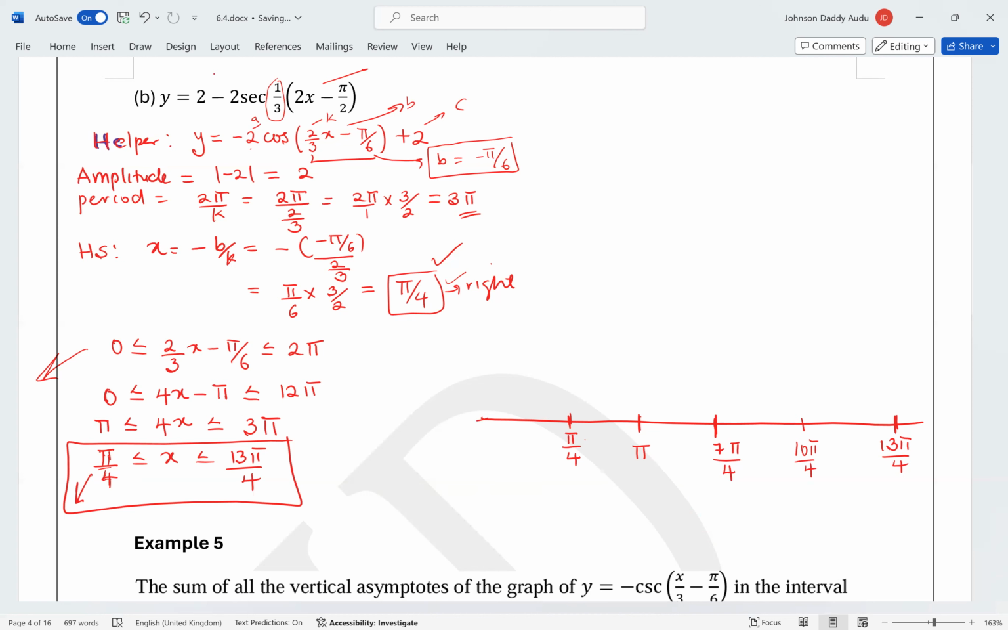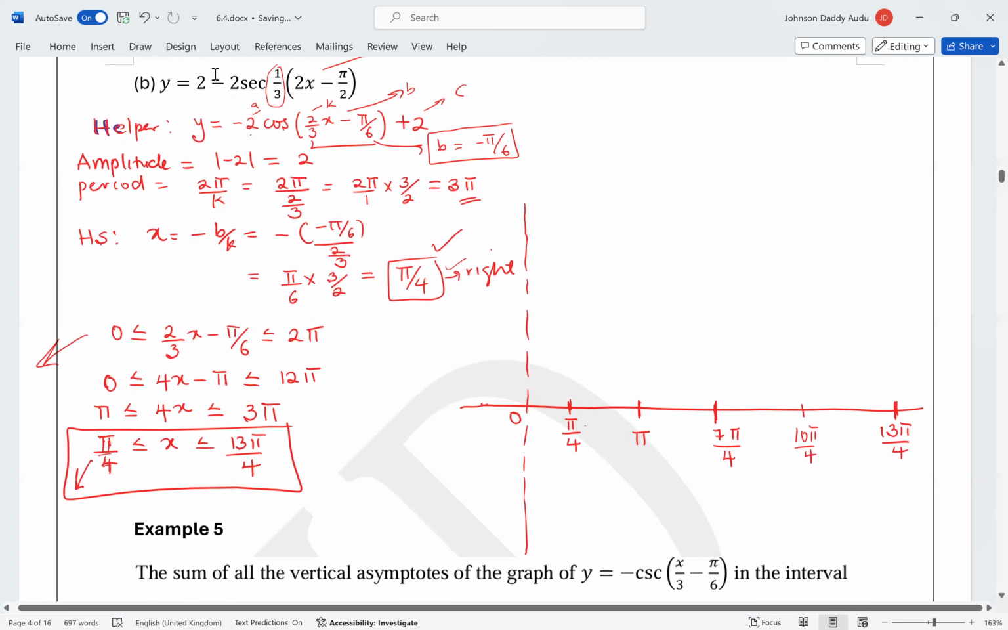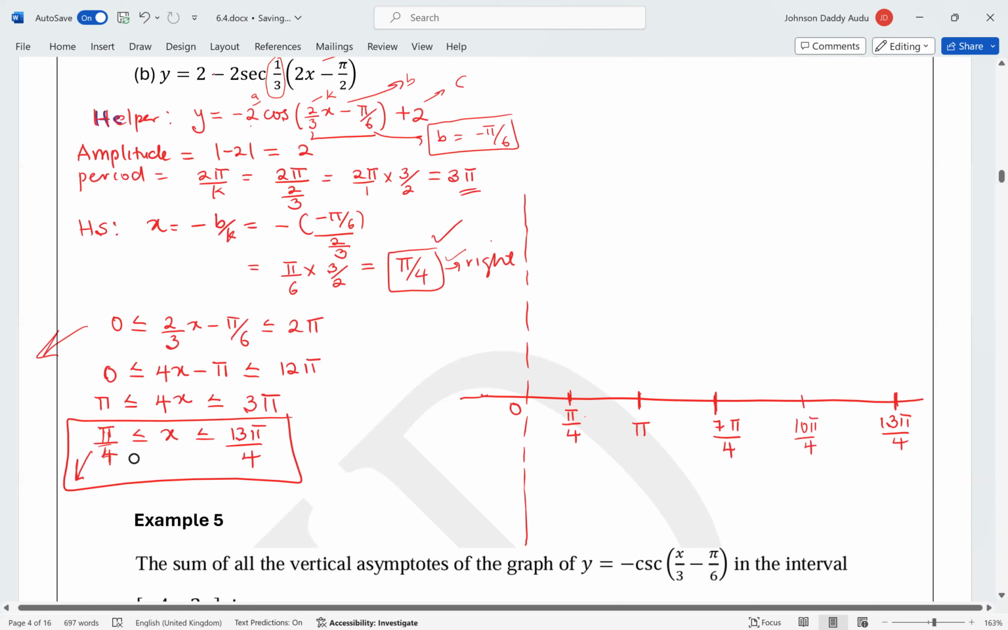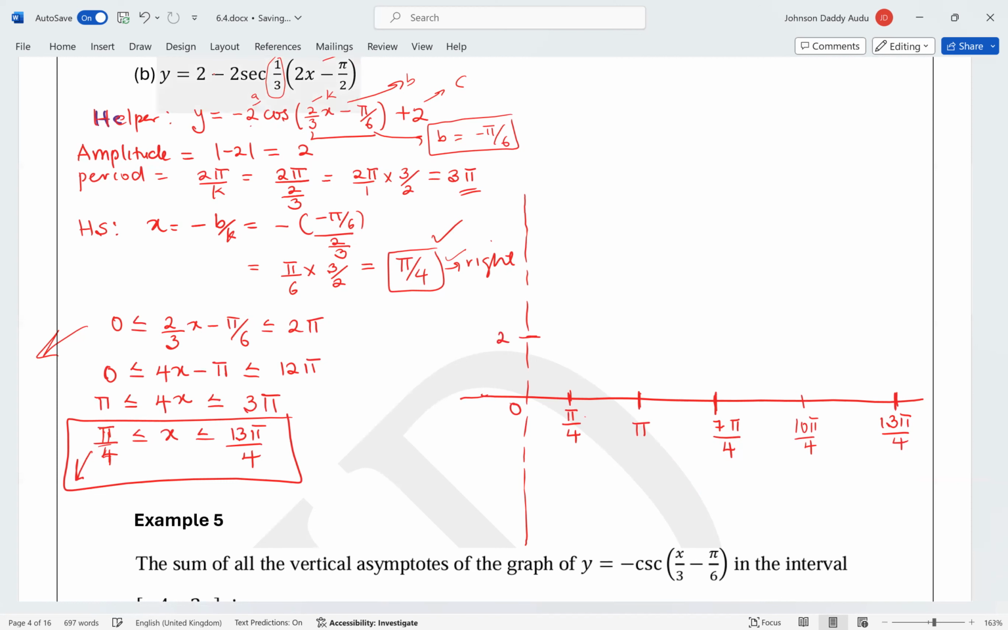Now, where is going to be 0? So it means that we can have our, let's have our y-axis here. Let's assume that this is 0. And also here, you can see that you have a c. What is the c? The c is 2. So it means we have to locate where is the point 2. This is our point 2 here. So this will be the baseline.